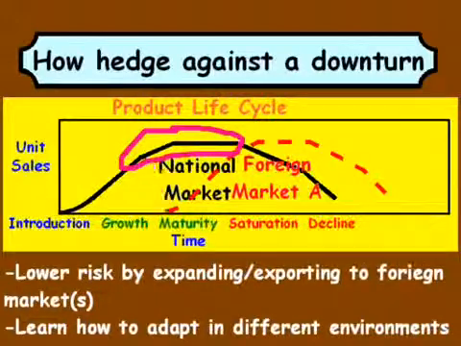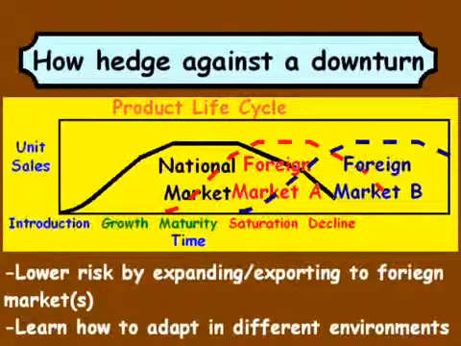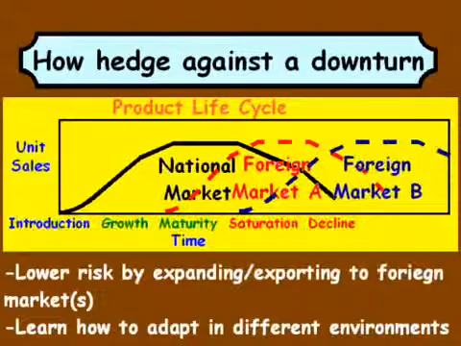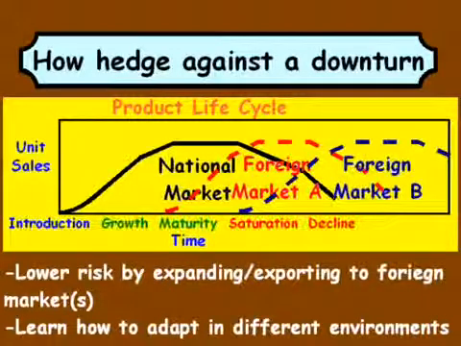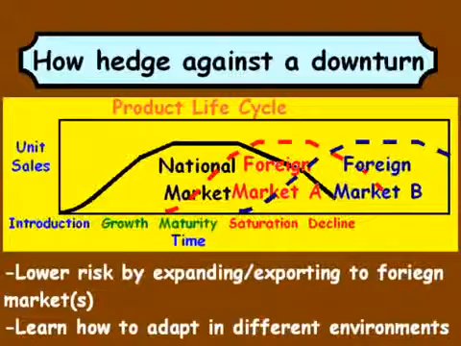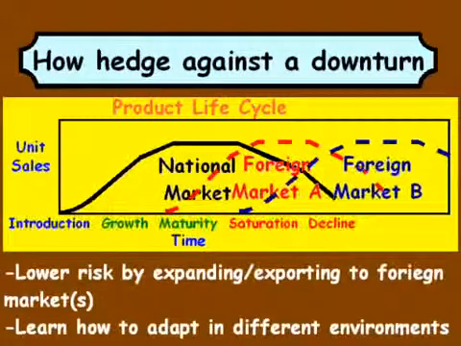And essentially that is how a company extends a product life cycle. Let's say we have foreign market A, we have foreign market B, and by entering into these foreign markets, the company has lowered its risk of having one market go bad and extended its product life cycle. Now, strategically, this will also help a company if they get involved in a price war with another company in the national market, they can withstand it better because they have expanding sales in the other foreign markets that they've entered.